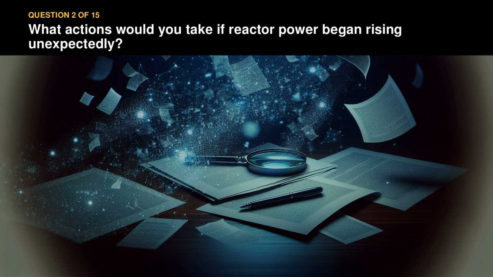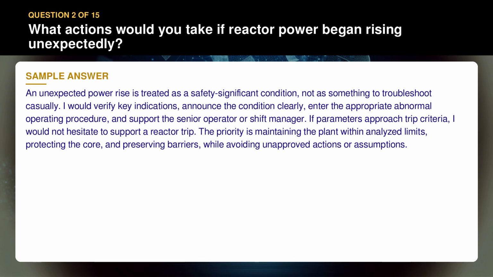Question 2. What actions would you take if reactor power began rising unexpectedly? An unexpected power rise is treated as a safety-significant condition, not as something to troubleshoot casually. I would verify key indications, announce the condition clearly, enter the appropriate abnormal operating procedure, and support the senior operator or shift manager. If parameters approach trip criteria, I would not hesitate to support a reactor trip.